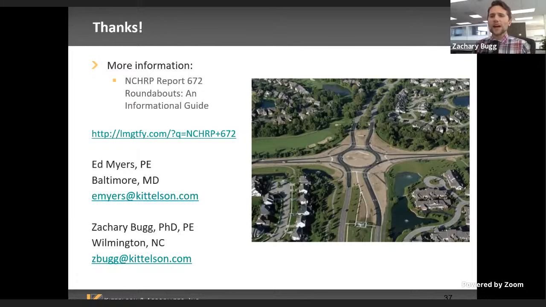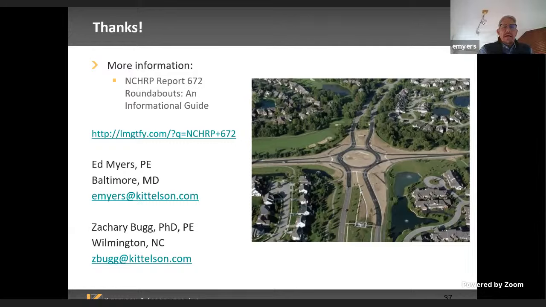Converting a signal to a roundabout, we've seen it happen. It's happened in areas where there are closely spaced signals, and sometimes where there's a crash problem. And it's obviously very challenging to maintain traffic through that type of configuration when you change it over. But maybe I'll let Ed comment on that as well.